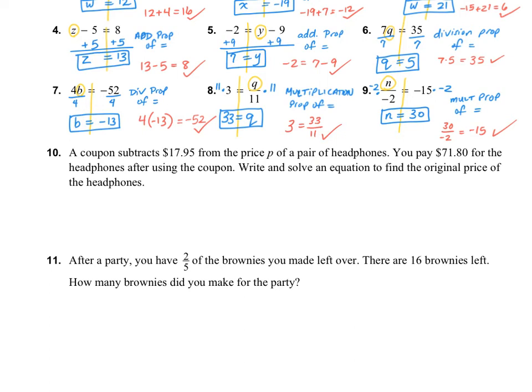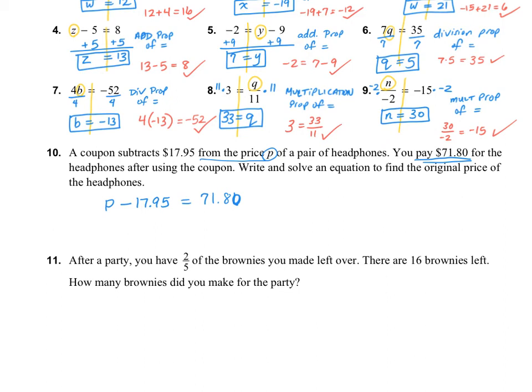Okay, let's take that and just break it down a little bit. A coupon subtracts. So I'm going to stop right there, and I see that the word subtracts is there. So what I'm going to do is write subtracting $17.95 off of something. It says from the price P. So P minus $17.95 for a pair of headphones will equal what we paid for it, which is $71.80.